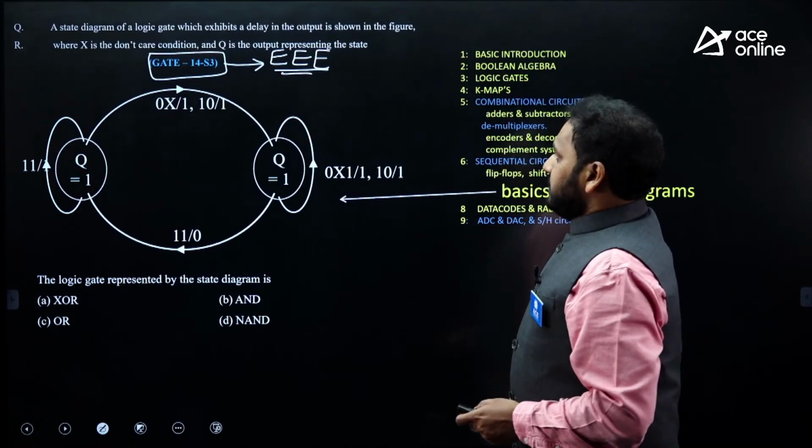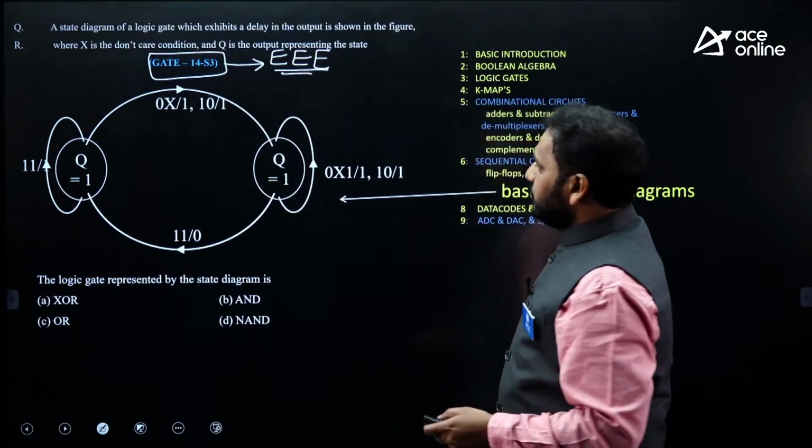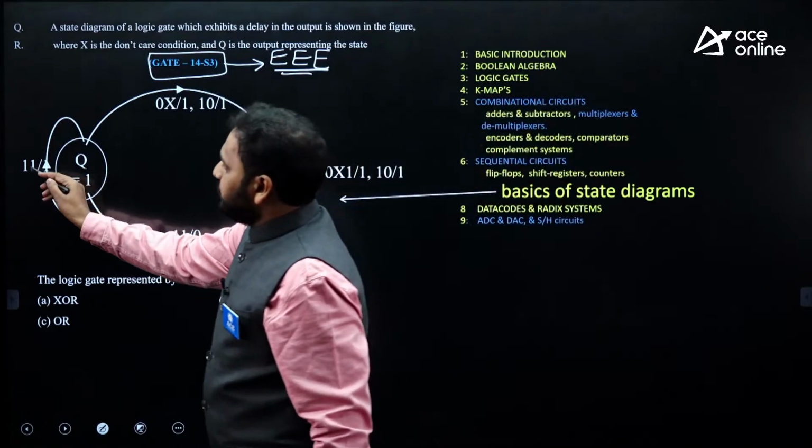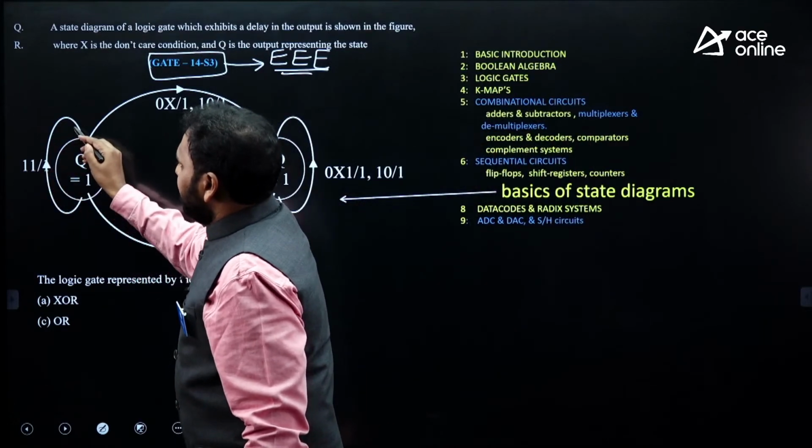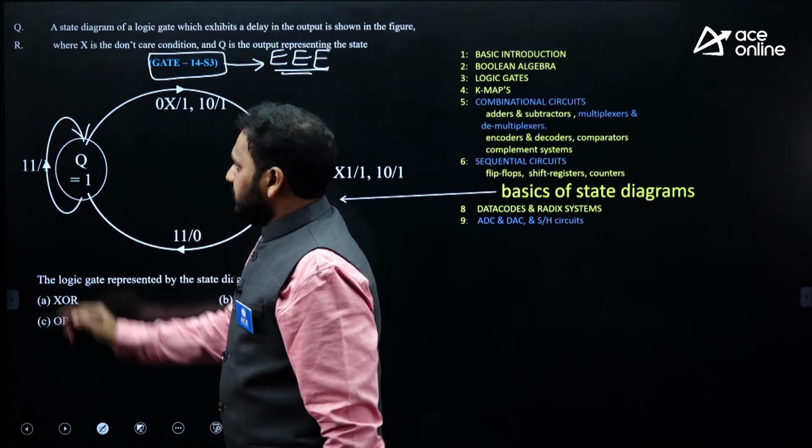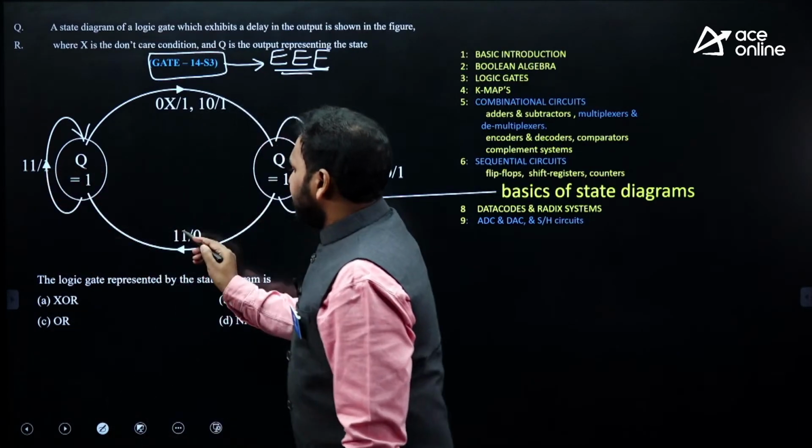Yeah, of course, for this circuit, see, this is actually the input combination, and inside the circle they will give you the output. If inputs are 1, 1, output is 1. That is the only case.